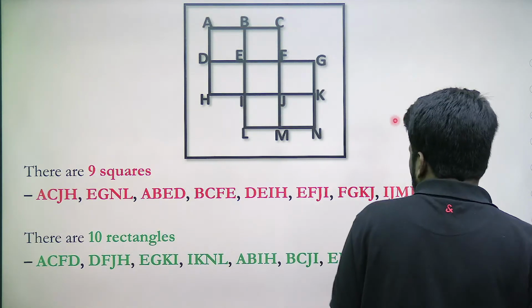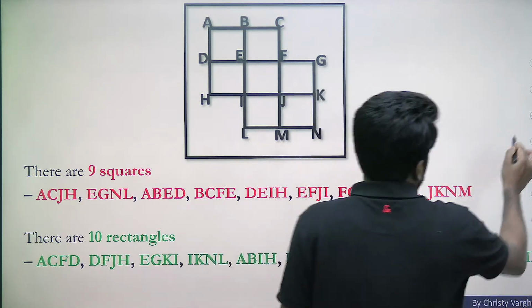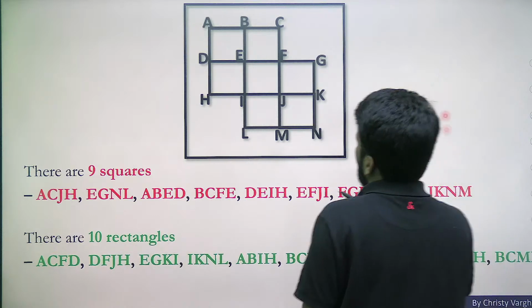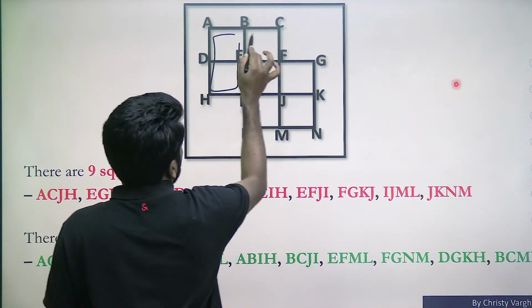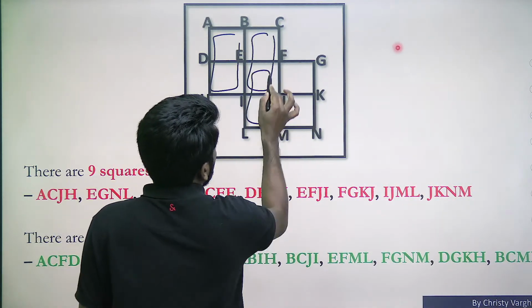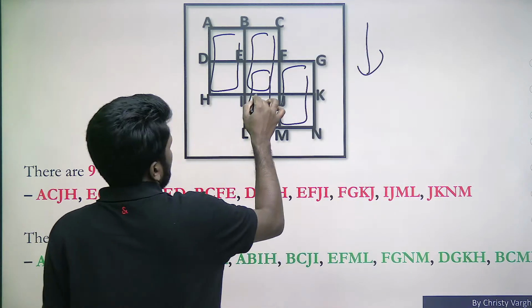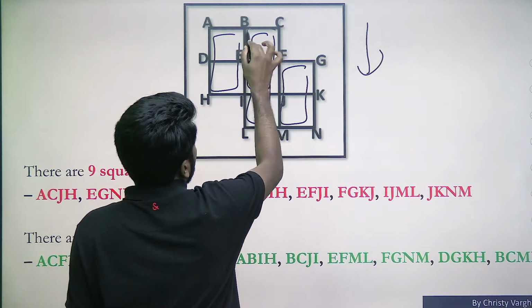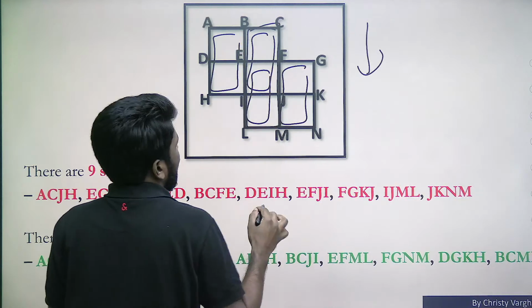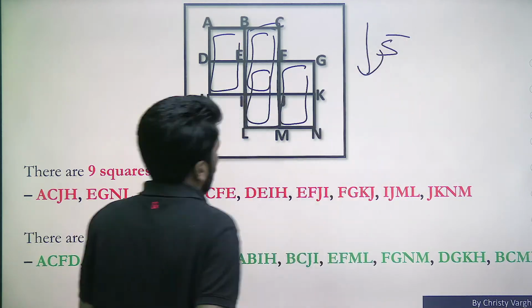And 10 rectangles will be there. What is the number of rectangles? Let us count it systematically. Rectangle number 1, 2, 3, 4. I am thinking top to bottom first: 4 rectangles of 2 by 1 and 1 rectangle of 3 by 1. So 5 from top to bottom.